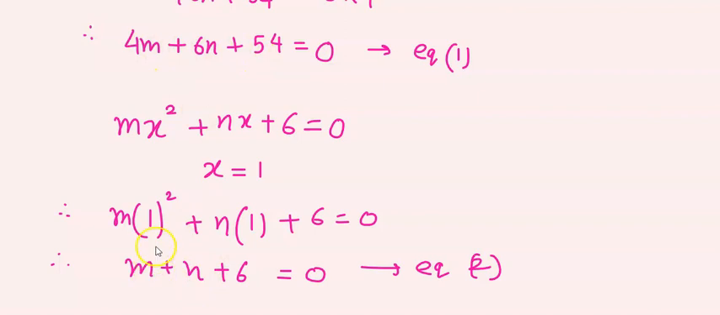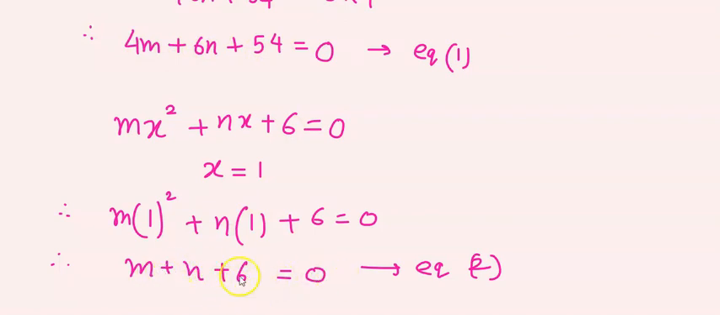Now if you observe, this is equation number 1 and this is equation number 2. There are two variables, m and n. To know at least one of the variables, we will solve both equations simultaneously, then find the value of at least one variable. Then we will substitute that value into one of these equations to find the other unknown variable. So this equation is 4m + 6n + 54 = 0, and this is m + n + 6 = 0.